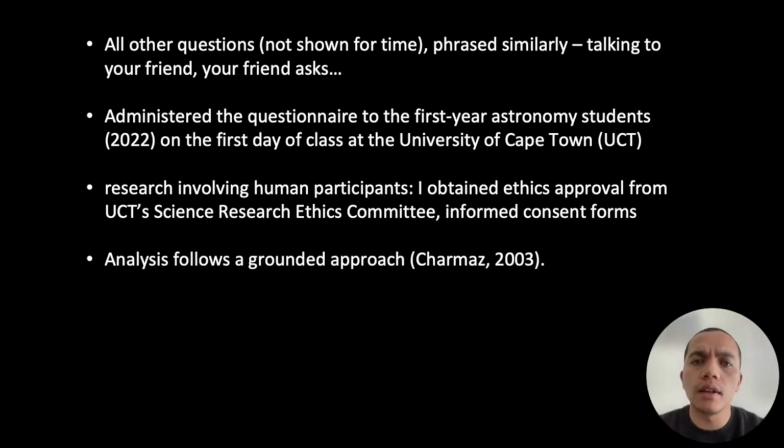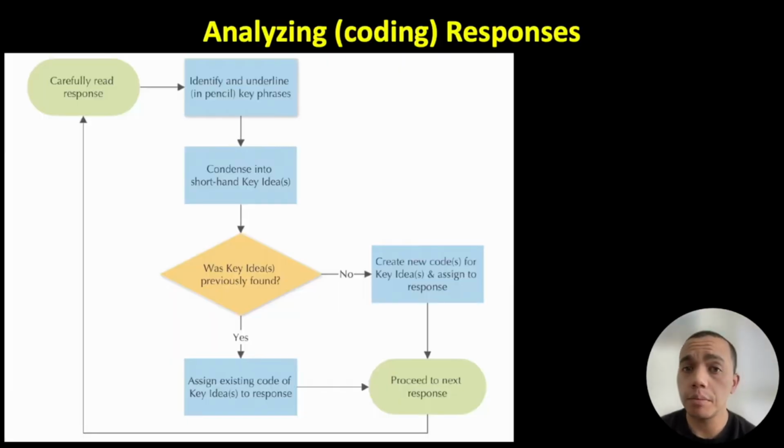And then the analysis followed the grounded approach, particularly the constructivist grounded theory method that was developed by the American sociologist Kathy Charmaz. Now, the first step in the analysis is to code the data. Here, the word code does not refer to the process of writing instructions for computers. No, instead it refers to the process of analyzing qualitative data.